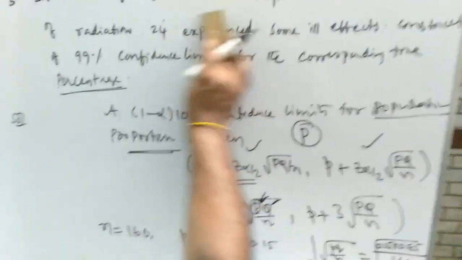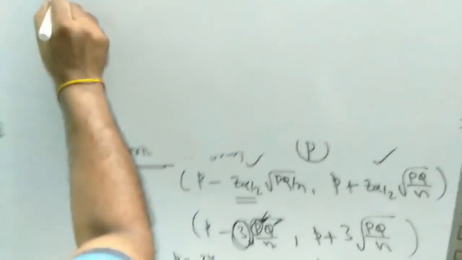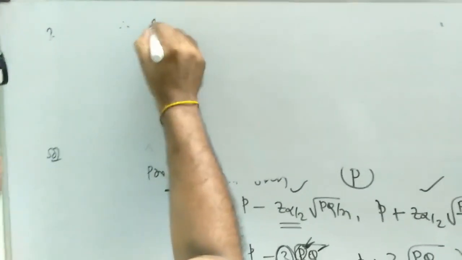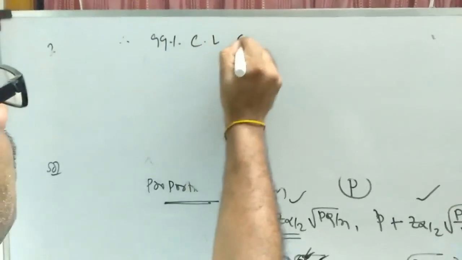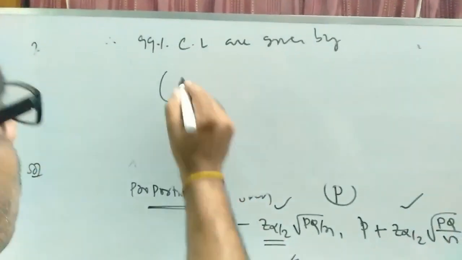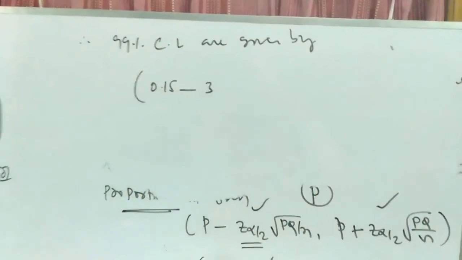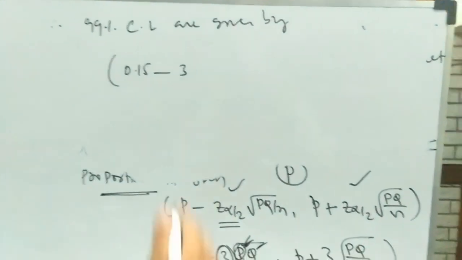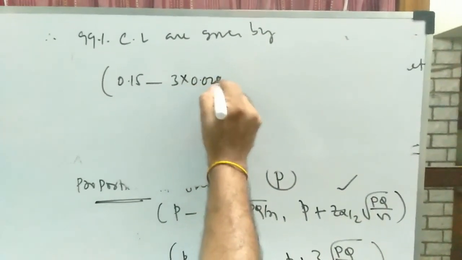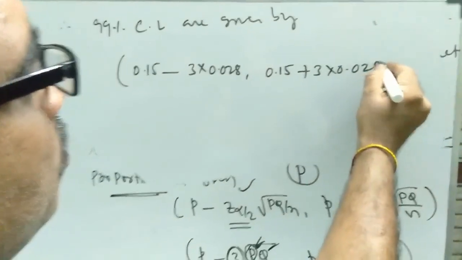So what are the limits? Look at the formula once. Small p minus, therefore the limits: the 99% confidence limits are given by small p, 0.15, minus z alpha by 2, I take 3. You can use 2.58 also. 3 into root of pq by n, value 0.028, comma 0.15 plus 3 into 0.028.